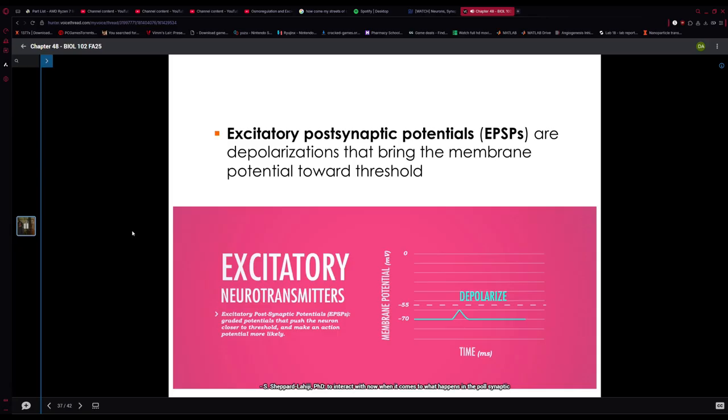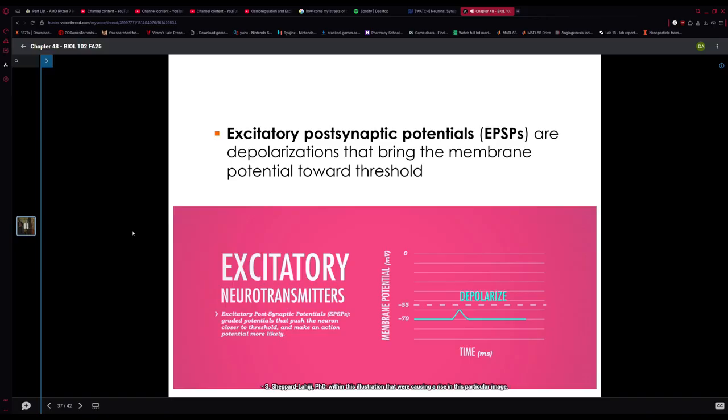Now, when it comes to what happens on the postsynaptic side, there are two major categories. There are EPSPs, excitatory postsynaptic potentials, and then there are IPSPs, which we'll talk about in the next one. But excitatory postsynaptic potentials are depolarization events, right? And so we're decreasing that magnitude when we go through an EPSP. So we're trying to excite or elicit perhaps another action potential to take place within that postsynaptic cell.